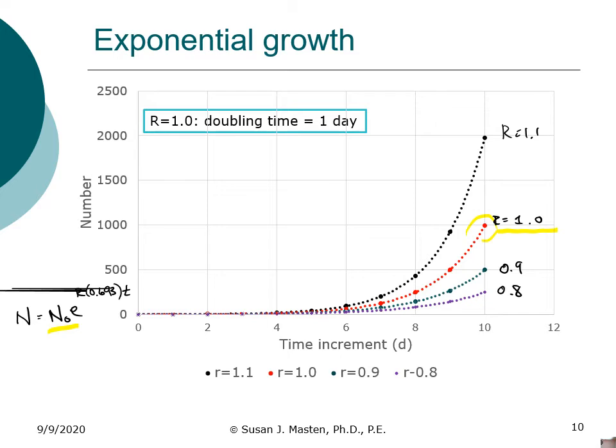If the R value though is 0.9, we have half the number of cases. We only have 500. If it's 0.8, we would have 250 cases. If R is 1.1, we have 2,000 cases. So keeping that R value as small as possible is extremely important in the case of COVID, in order to make sure that our number of cases are manageable so that we don't overload hospitals, the medical system, and we can protect human health.